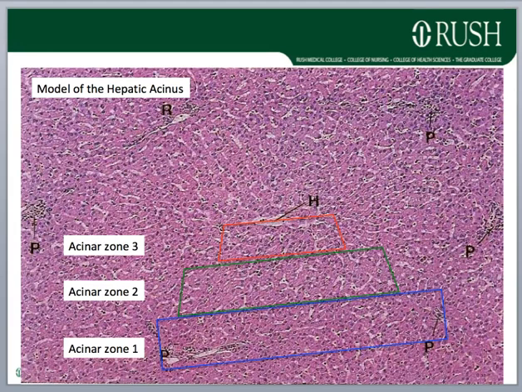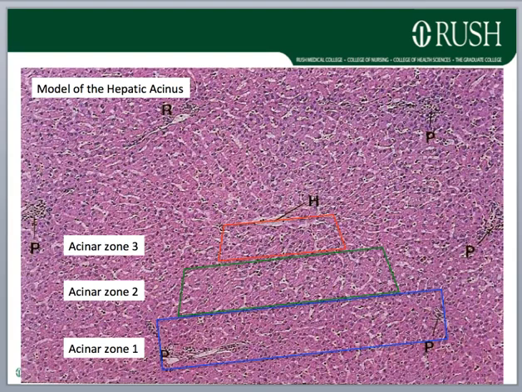Now there is another model of liver microarchitecture called the hepatic acinus. In this model, the structure is understood based on the delivery of oxygenated blood. So in acinar zone 1, the P are the portal areas which contain the hepatic artery, and so the most oxygenated blood will be in this zone, zone 1.